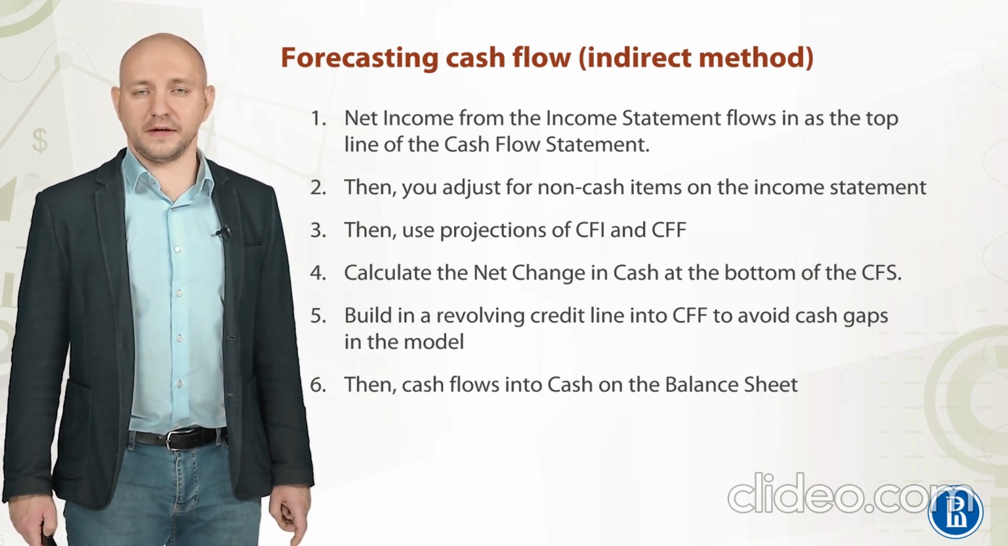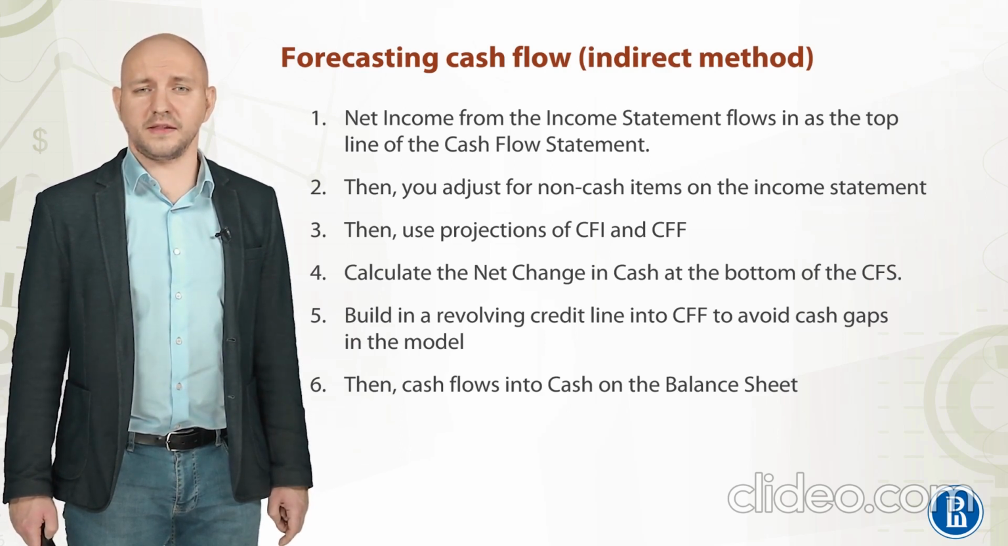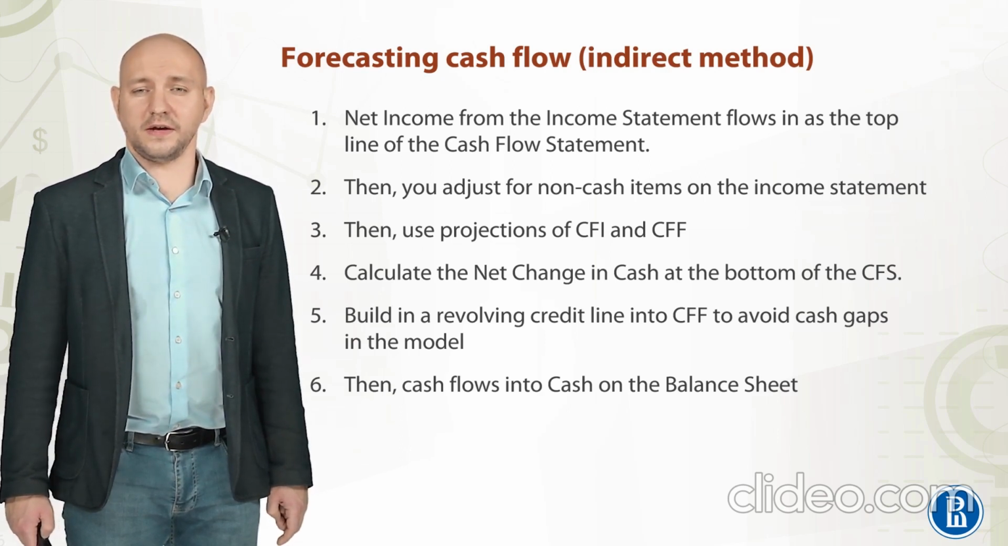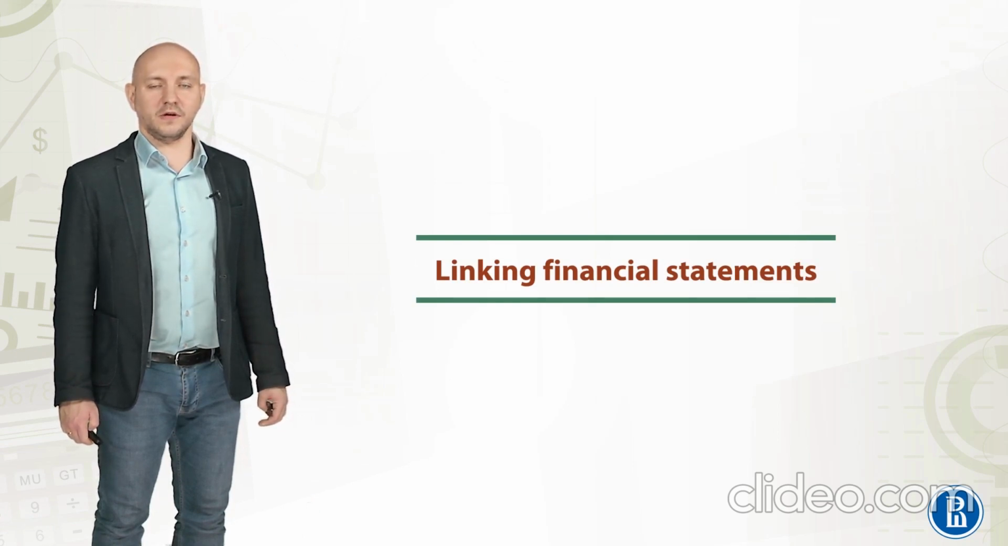After you have created a revolving credit line, you get the final cash on your cash flow statement, and this cash flows into the cash on the balance sheet. And now let's wrap up what we have just covered and understand how financial statements are linked and what's important when building a 3 financial statement model.